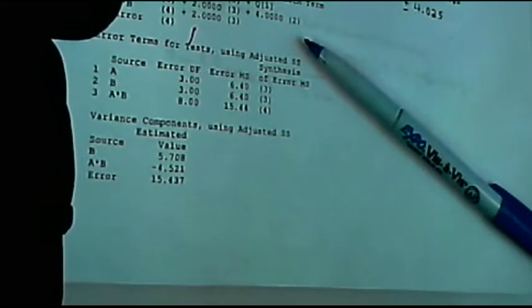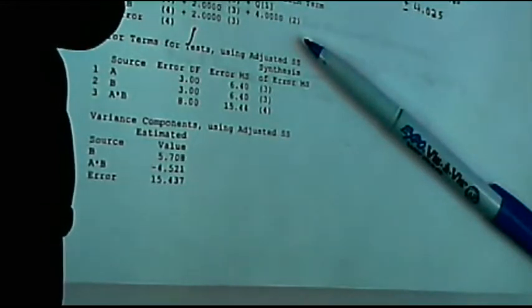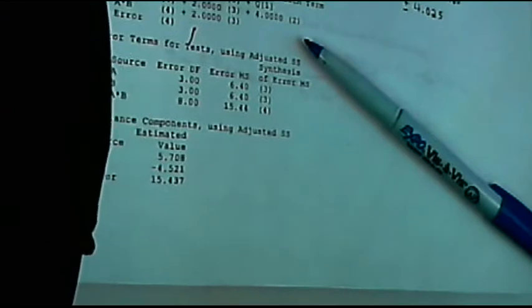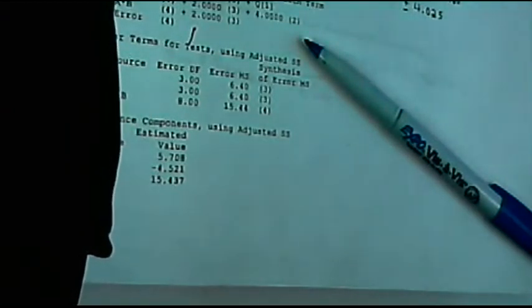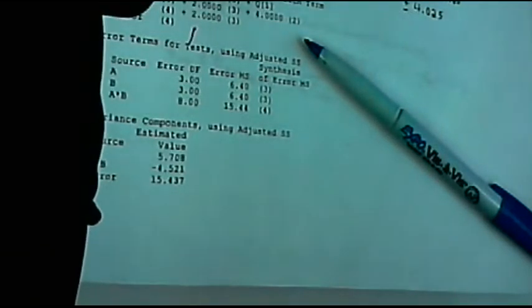Well, Dr. Stevens, so assuming that in your output you didn't provide the error terms using the adjusted part of the table, then we have just used the MSE instead of the MSAB. So let's assume you didn't provide the second table. Which second table?